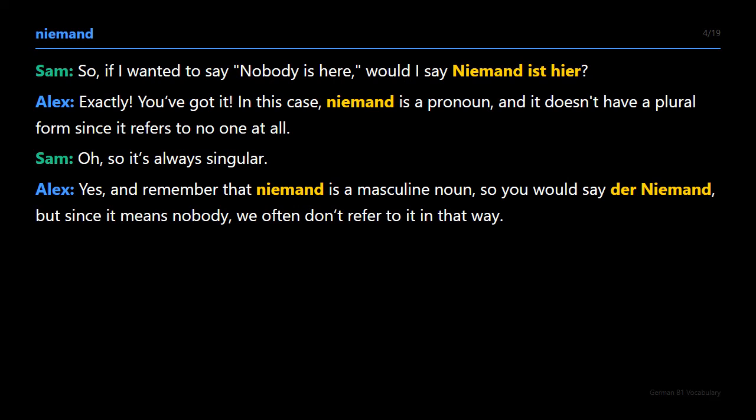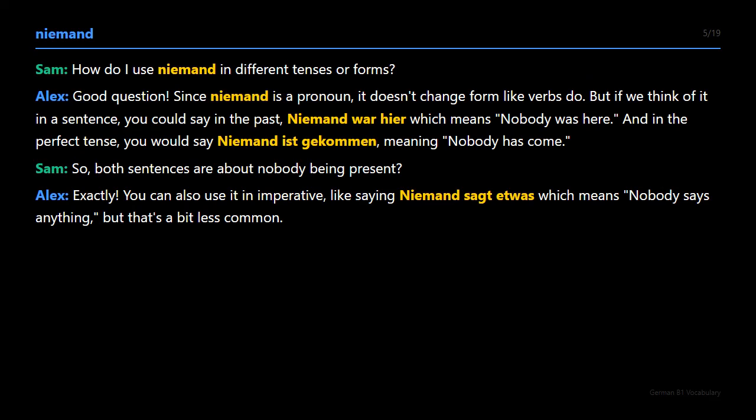How do I use niemand in different tenses or forms? Good question. Since niemand is a pronoun, it doesn't change form like verbs do. But if we think of it in a sentence, you could say in the past, niemand war hier, which means nobody was here.